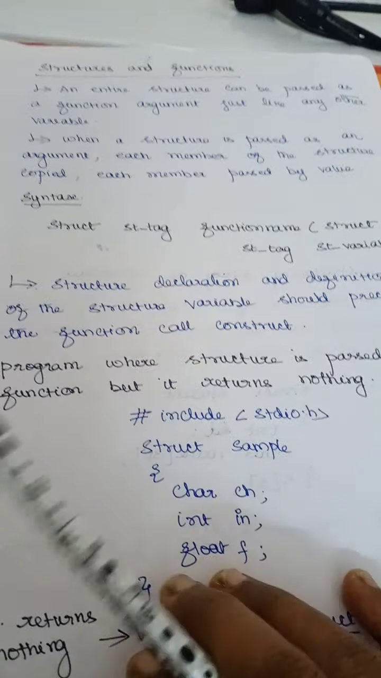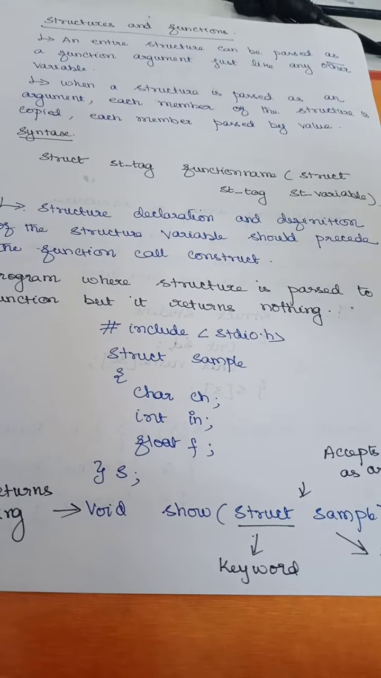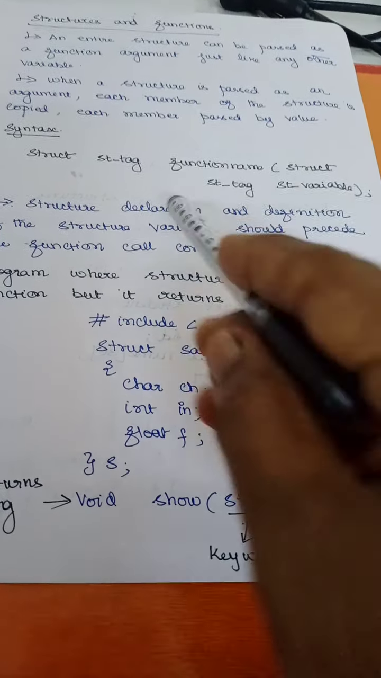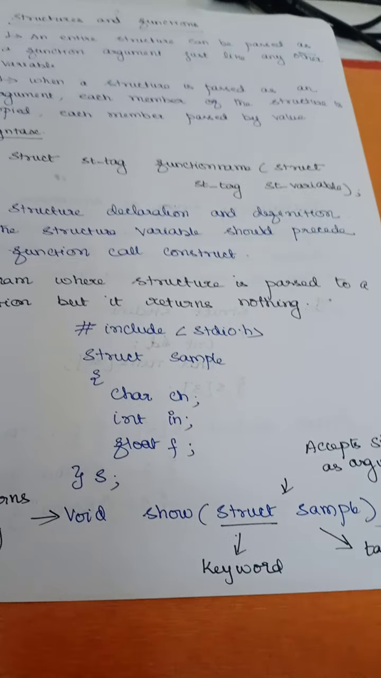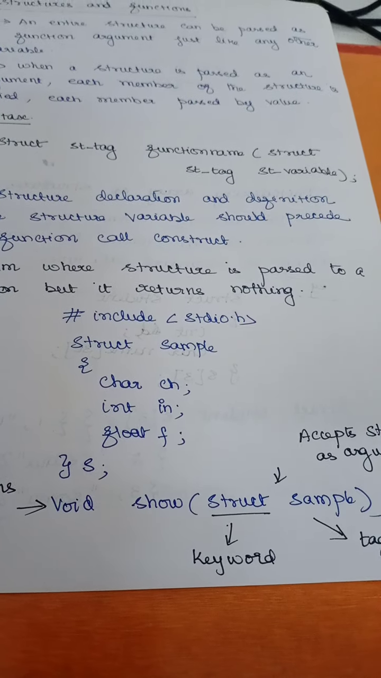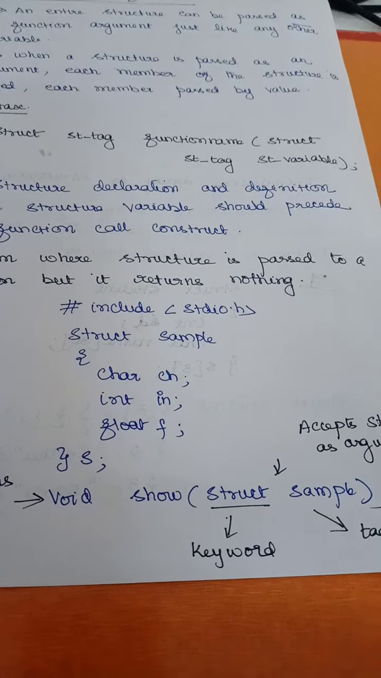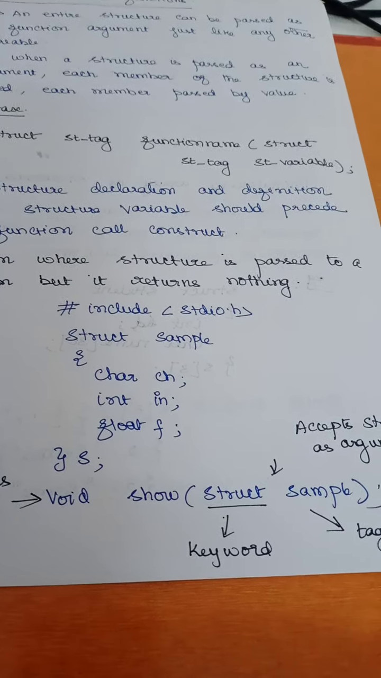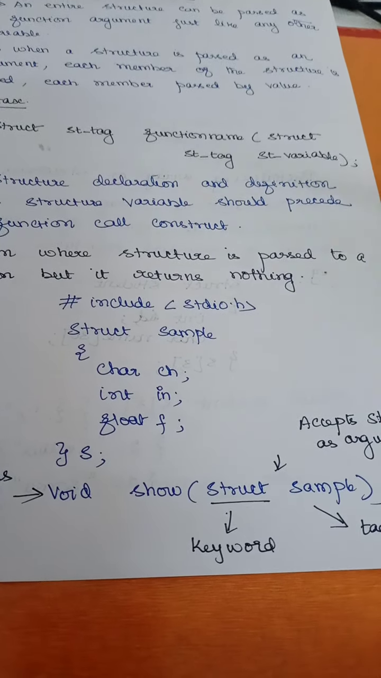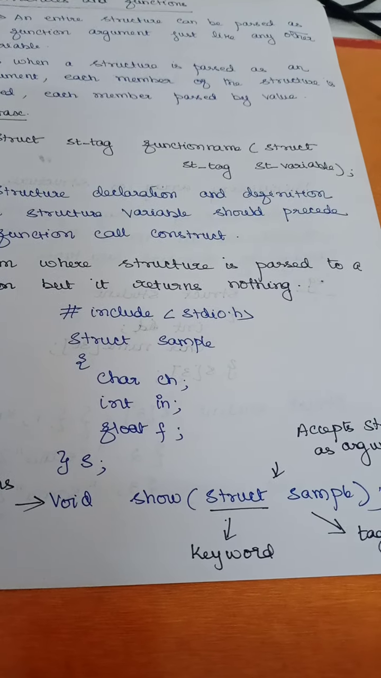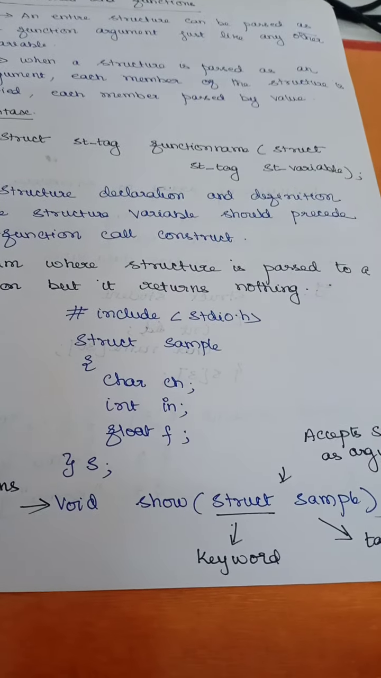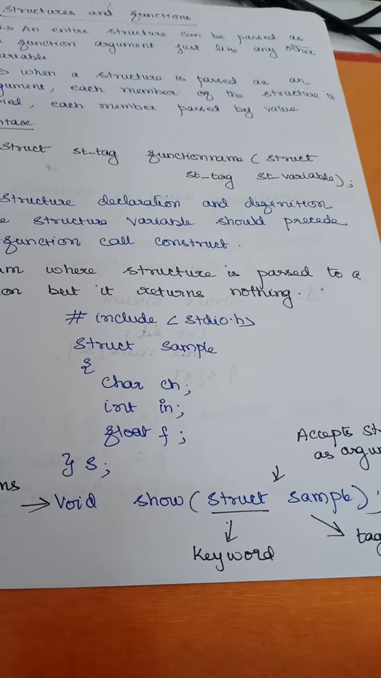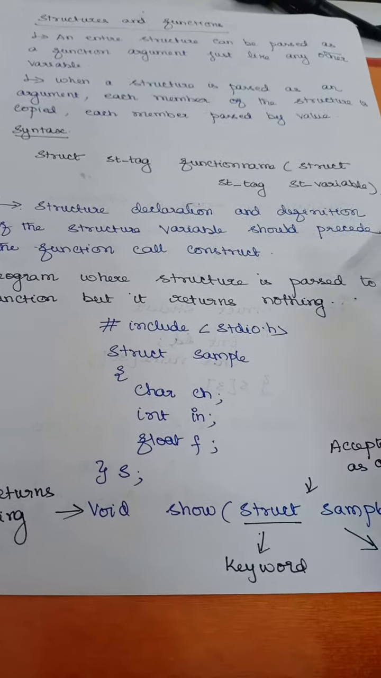Is that clear? See, it is not necessary that the function always has both the return type and the argument as a structure. The function can receive the argument as a structure but need not return a structure. Sometimes it may not accept any argument, but it will return a structure. We'll see that with the help of programs, then you will be able to understand.